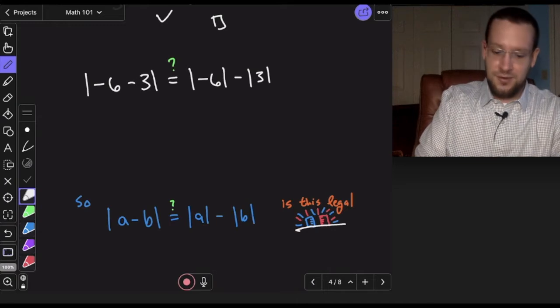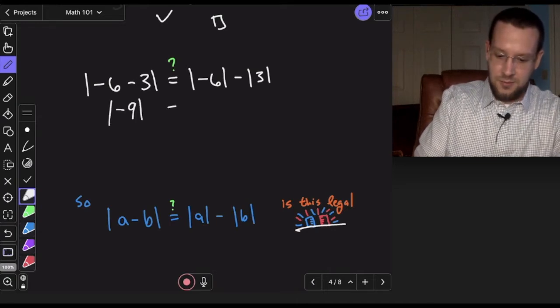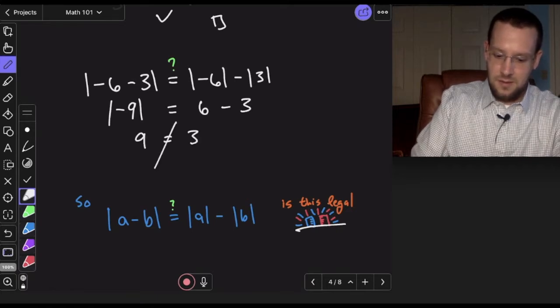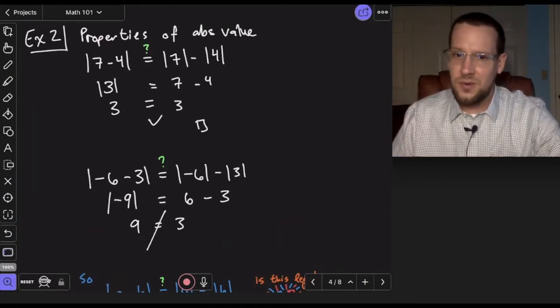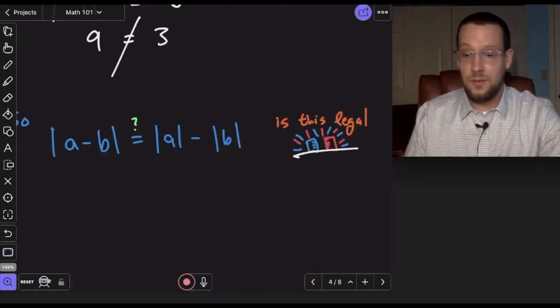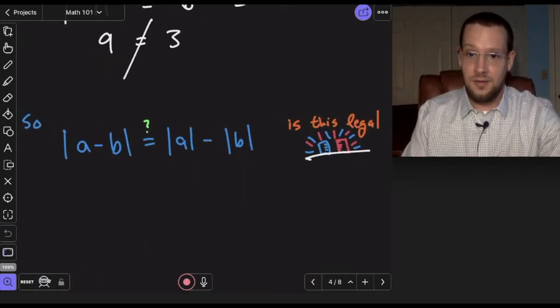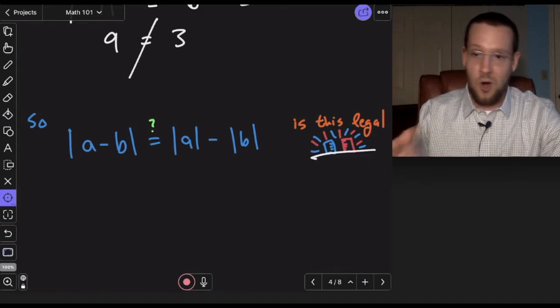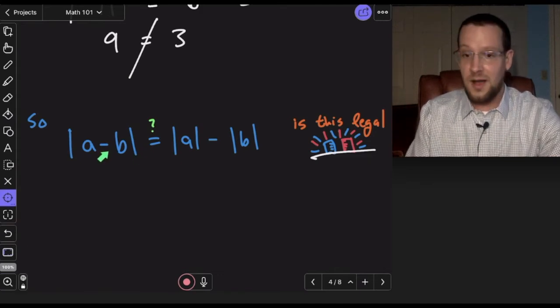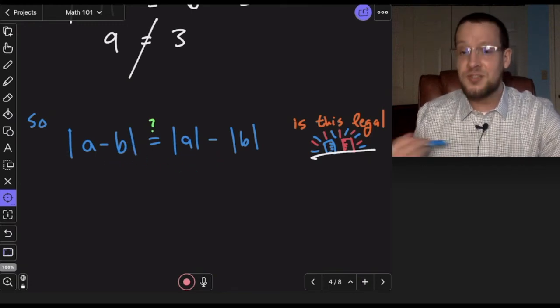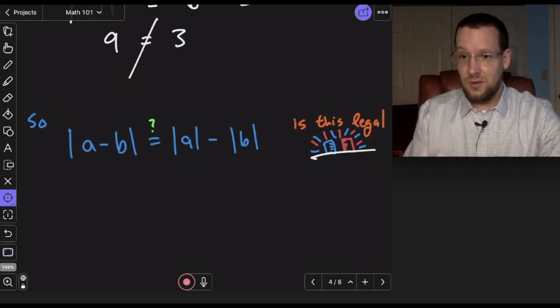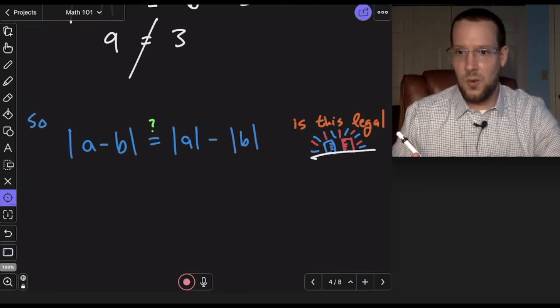We have negative 6 minus 3, so this is the absolute value of negative 9, which is 9. And on the other side, the absolute value of negative 6 minus the absolute value of 3 is 6 minus 3, which is 3. Hey, wait a second, that's not true. But up here it was true, so is it always true? Can we always break it up like this? No. This is an illegal move. You cannot always say these two things are equal for any number A and any number B. It's only true in special cases. So is this legal? No. Not legal.